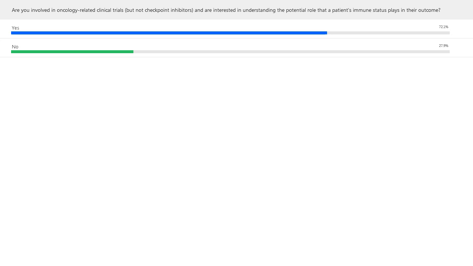Can you comment on how your signature correlates with response to immuno-oncology agents, and specifically which tumor types have you tested?